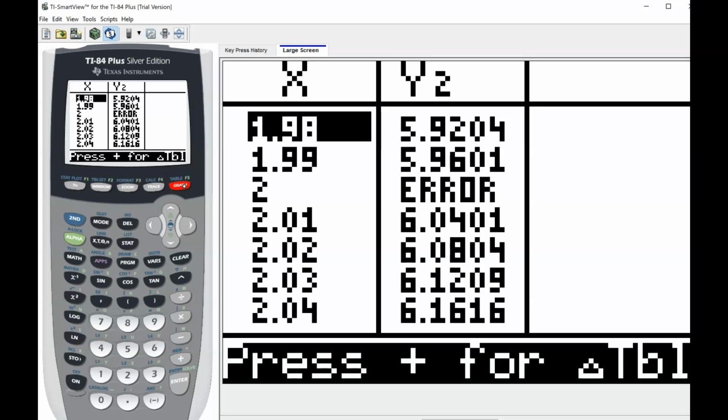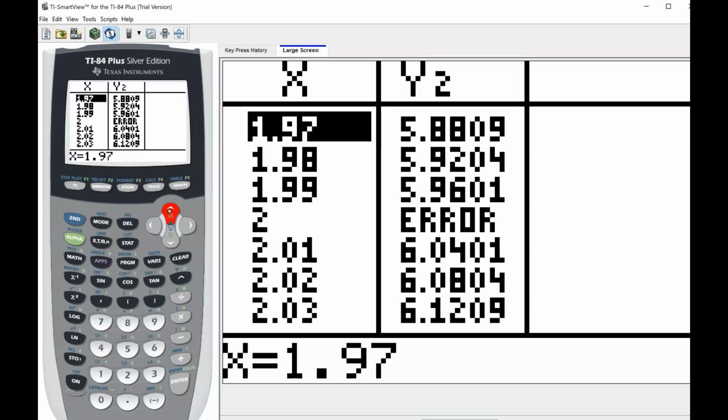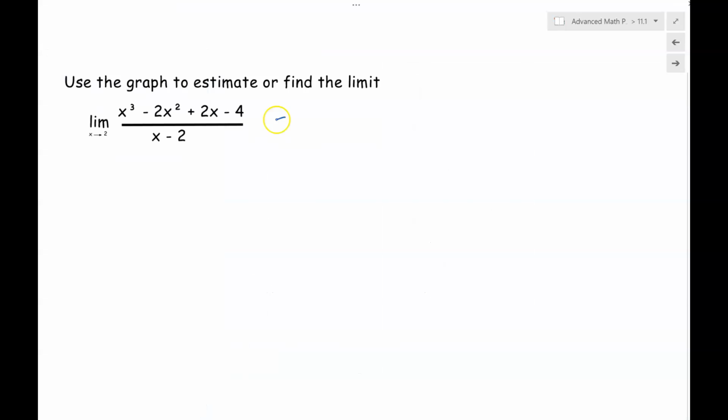So if you look at your table there, I'd like to center my 2. Definitely looks like on either side this is going towards 6. Okay, and so that would be my answer. So that's how we can use the graph and the technology to kind of help us get an answer a little bit quicker.